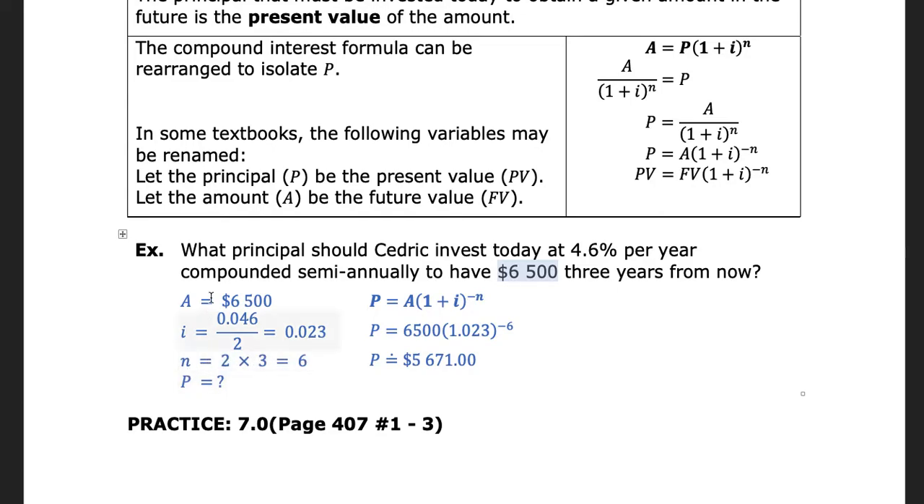So what we don't know, what is the principal that we need? So P is equal to A times 1 plus I to the negative N. This is the present value formula. And we'll substitute in our given information. Notice that there is a negative exponent and that you must honor that in your calculation to get our final answer.